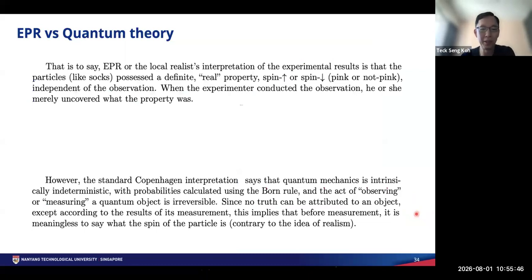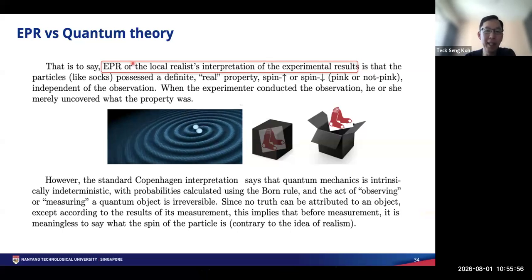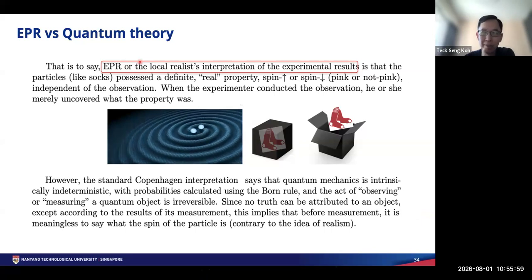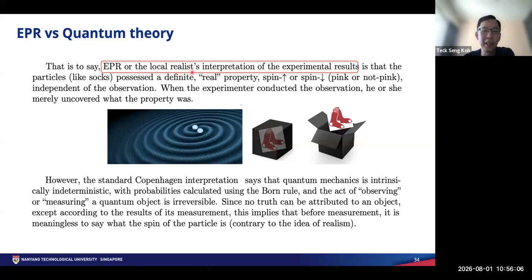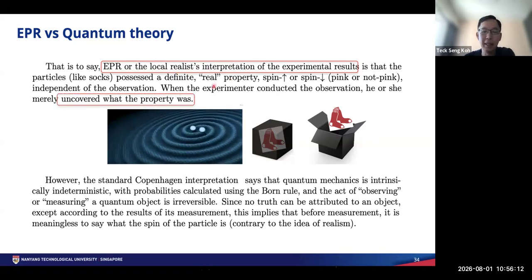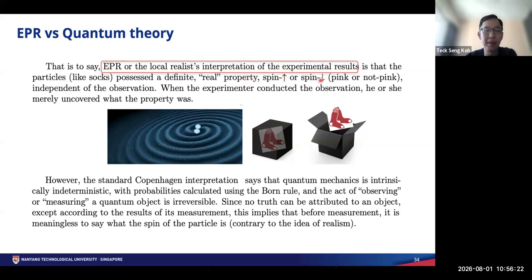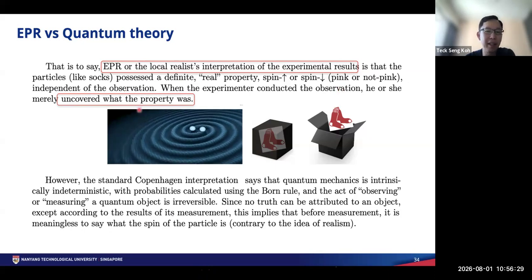Yes, too many words on this slide, but let me give you a flavor. EPR versus quantum theory. EPR is assuming locality and realism, so we call it the local realist. EPR is the local realist interpretation of experimental results. So socks possess a real definite property like red or pink, or quantum particles possess a real property, spin up or spin down, and that's independent of the observation. When the experimenter conducted the observation, he just uncovered what the property was. So that's local realism. That's EPR.